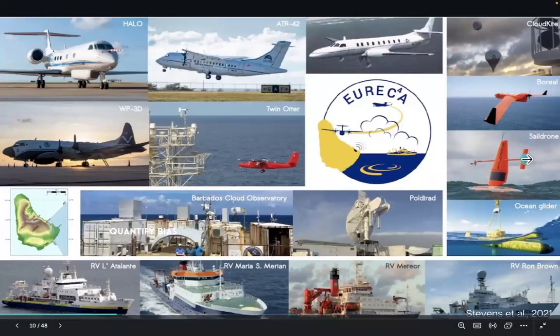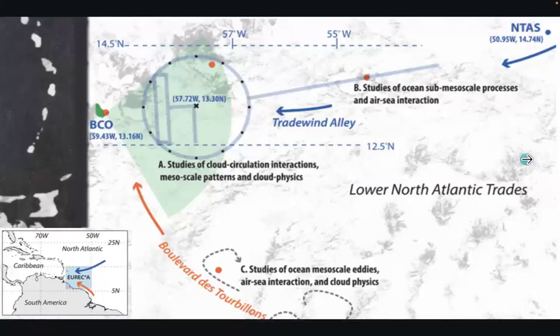vessel Maria S. Merian. And in this slide, you can see the area that was spanned in the campaign. So on the bottom, you can see we are talking about the Atlantic Ocean east of Barbados, along the coast of South America. And we can see that there were 2 main directions of operation. One was the trade wind alley between 12.5 and 14.5 degrees north, and the other one was the Boulevard des Tourbillons, so called. Why this name?